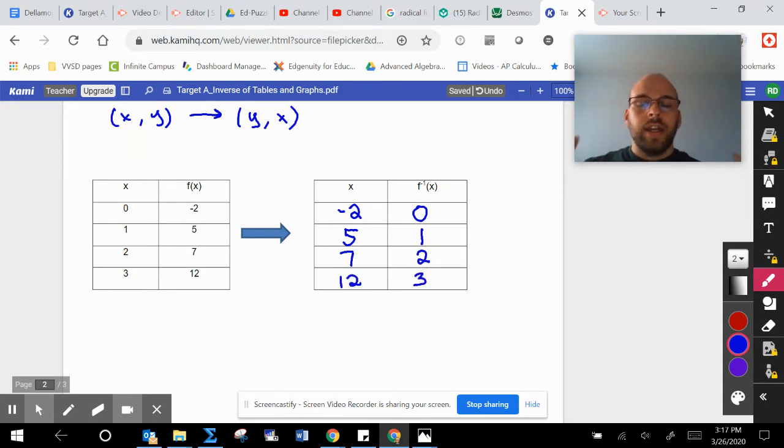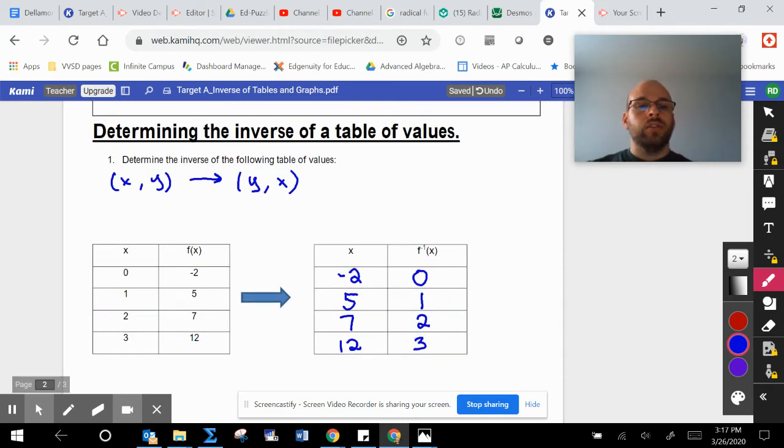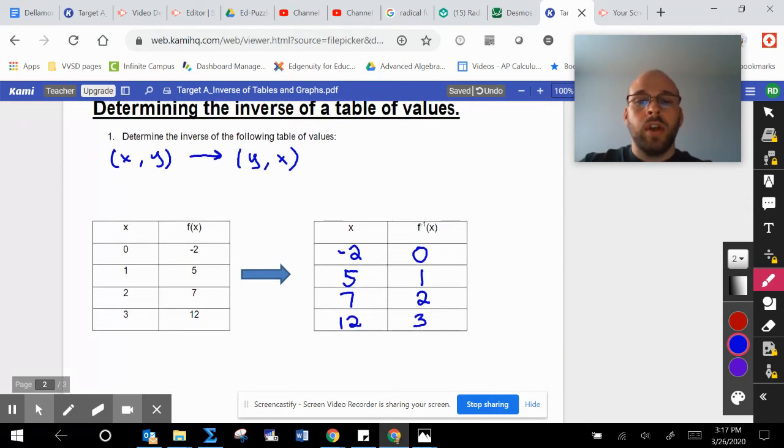So this is the most basic idea of finding an inverse. If I give you a table of values for all the x and y coordinates, we're going to swap them, okay? Or using good vocabulary, we're going to transpose them to get the coordinates that will be on the inverse.